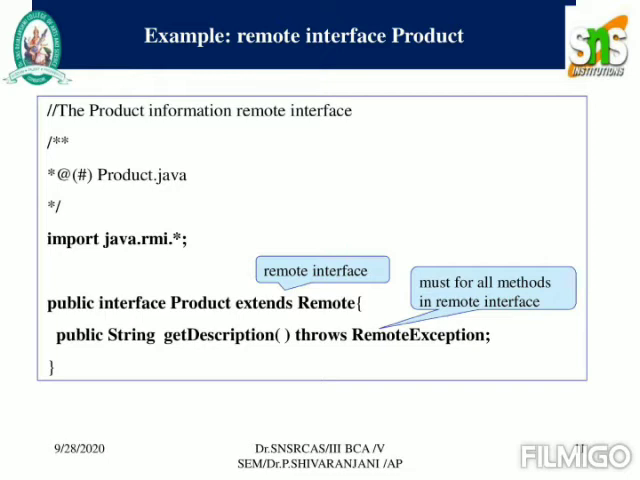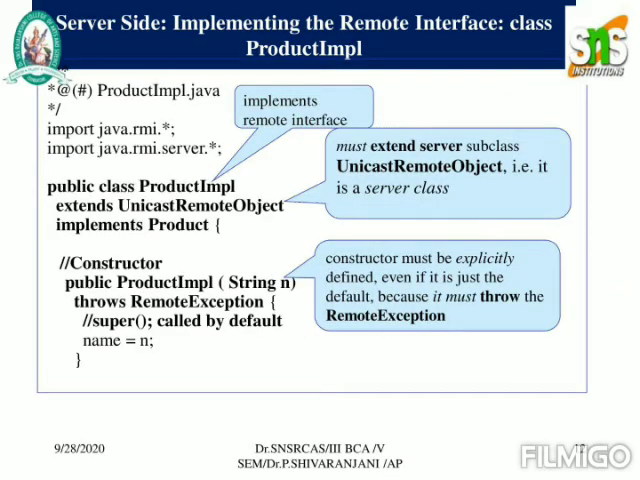So the next one is creating a constructor. You have implemented your remote interfaces. Then you have to extend the server subclass by using remote objects, UnicastRemoteObject. That is the server class. Then the constructor must be explicitly defined, even if it is just the default, because it must throw the remote exception to the user.